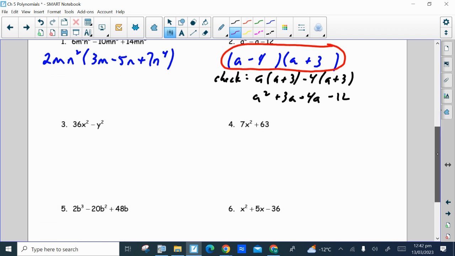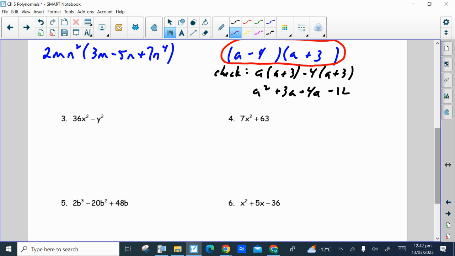Number 3, there are two terms there. There's no common factor. So you check for difference of squares. There's a minus sign in between the terms, and they are both perfect squares. You can take the square root of both terms. So they are difference of squares.